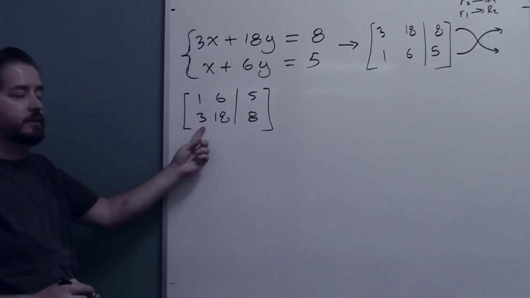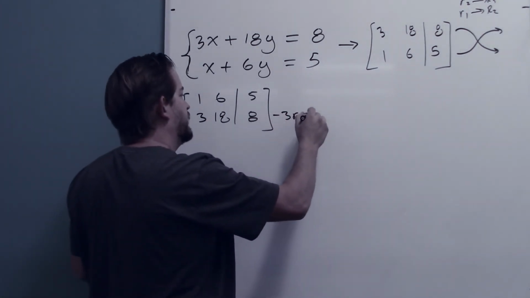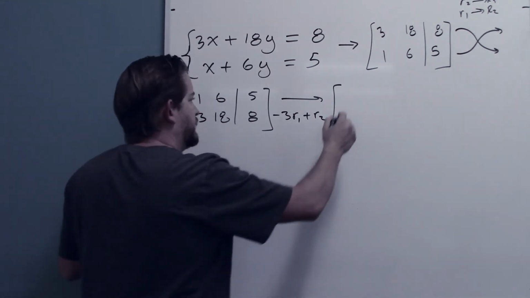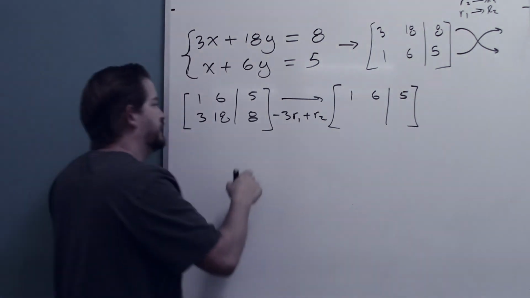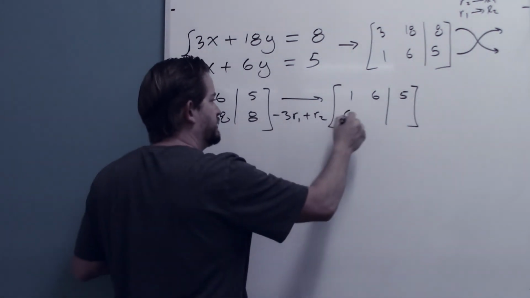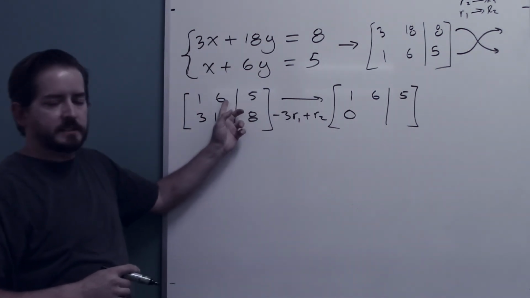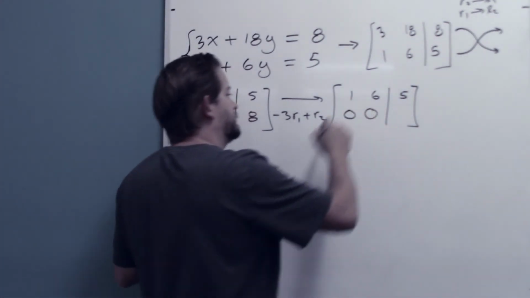And then I can get a 0 here. So I can take, say, negative 3 row 1's and add that to row 2 and leave row 1 unchanged. That is to say 1, 6, 5. Negative 3 row 1, so negative 3 times 1 is negative 3, plus 3 is 0. Great, that's exactly what I wanted. Negative 3 times 6 is negative 18. Added to 18 gives me another 0.